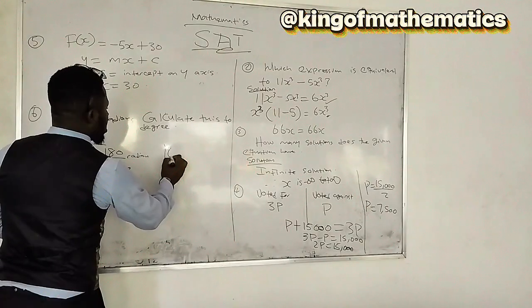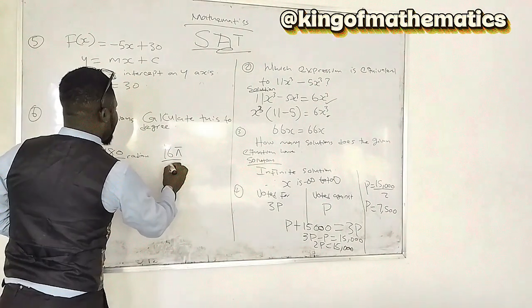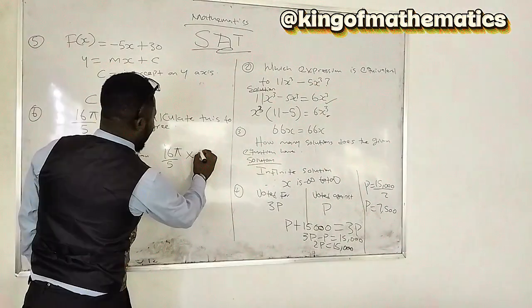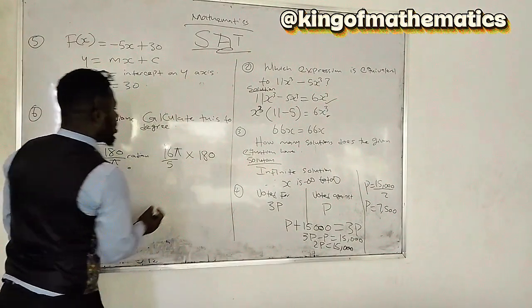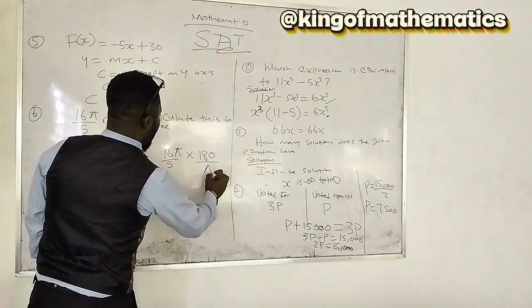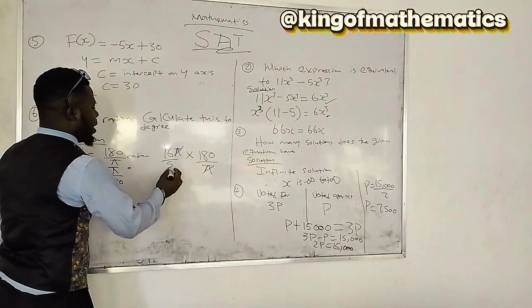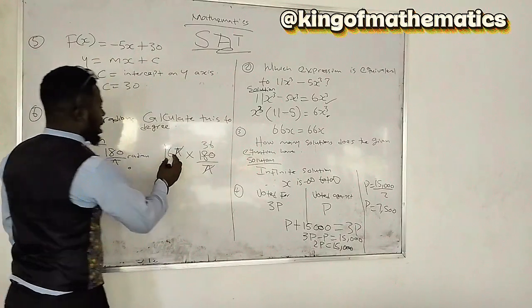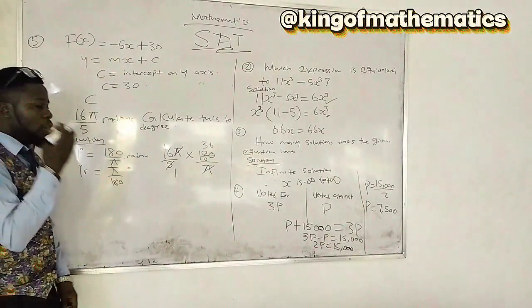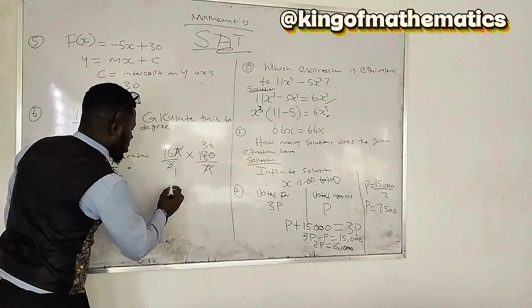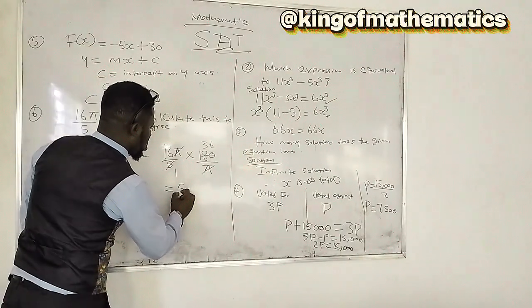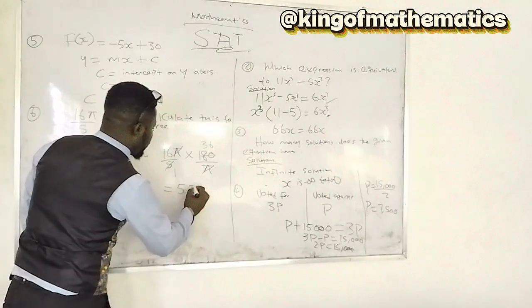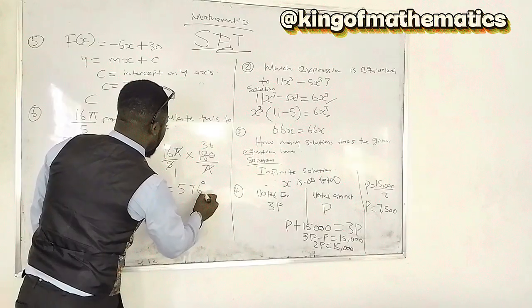Now this one is radian to degree. All we need to do is take 16 pi over 5, then multiply it by 180 over pi. So pi cancels pi, 5 into 180 gives 36, and 36 times 16 will give us 576. So that will be in degrees.